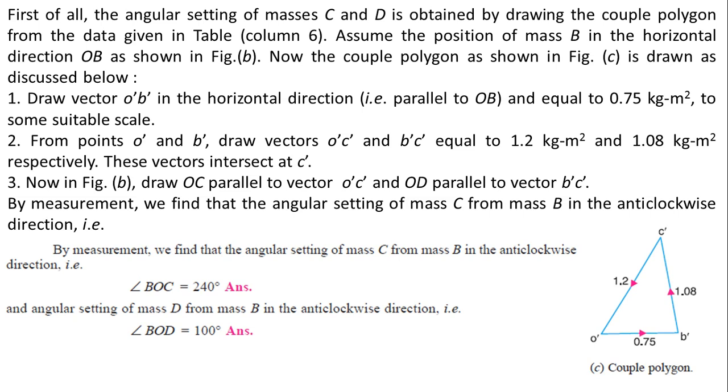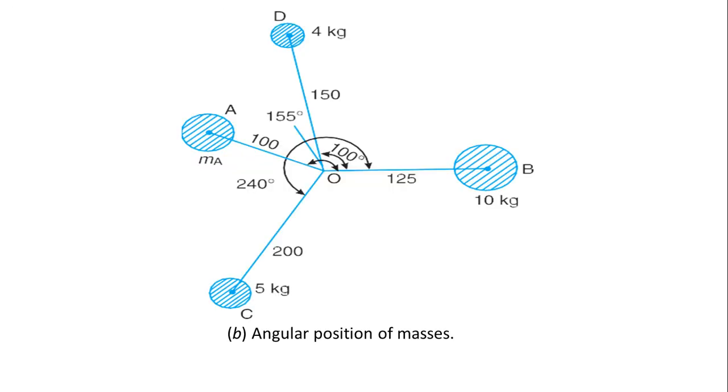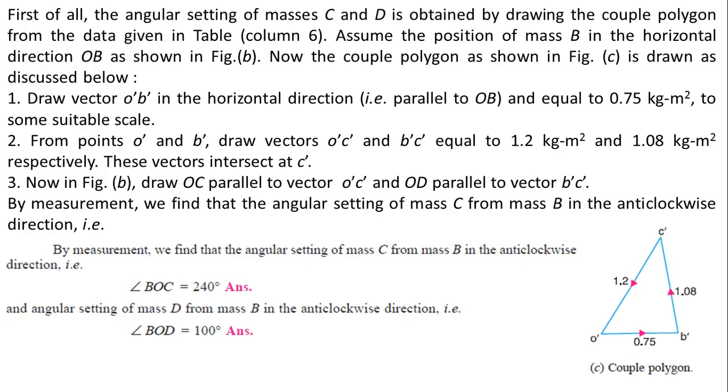Okay, so first you can use the couple polygon, because in the couple polygon you already have the magnitudes, and from there you can get the polygon and then get the angles from there. So let us start with the values of the table taken here for the couple polygon, all four are known to you. Okay, so from this let's start the problem.